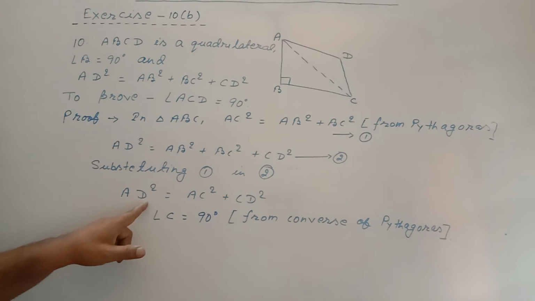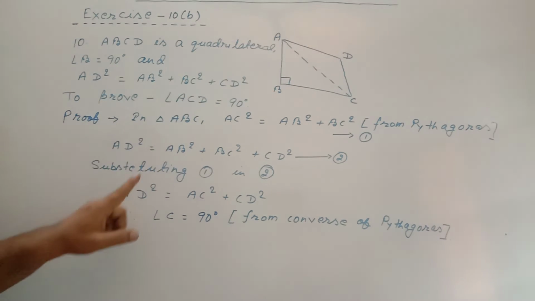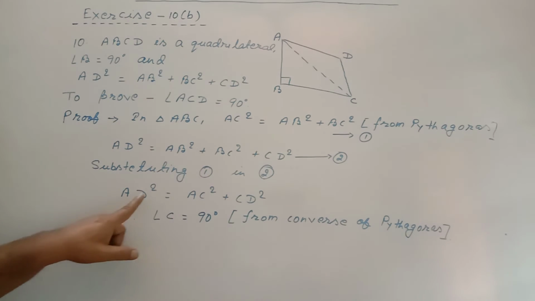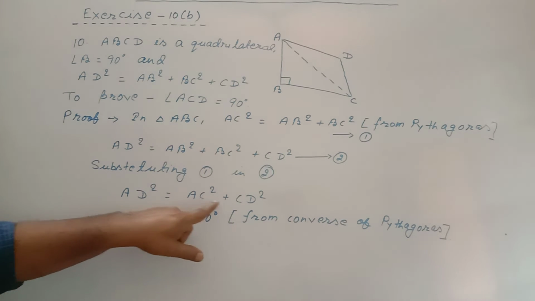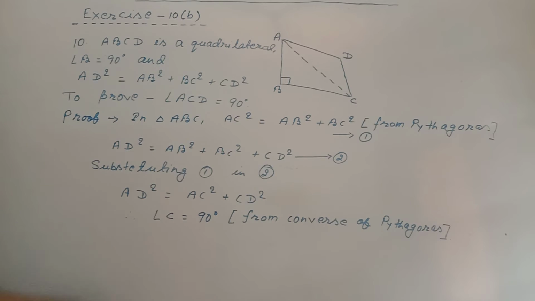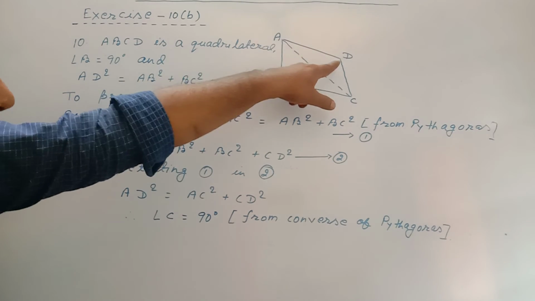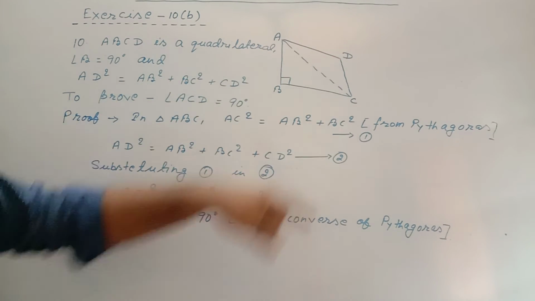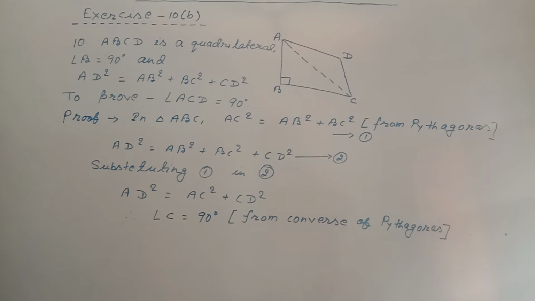And if you see in this, if AD square equal to AC square plus CD square, then AD became the hypotenuse. AC and CD are the perpendicular and base in triangle ACD. AD is the hypotenuse and AC and CD become the perpendicular and base. So from the converse of Pythagoras theorem, angle C will be 90 degree. That is proved.